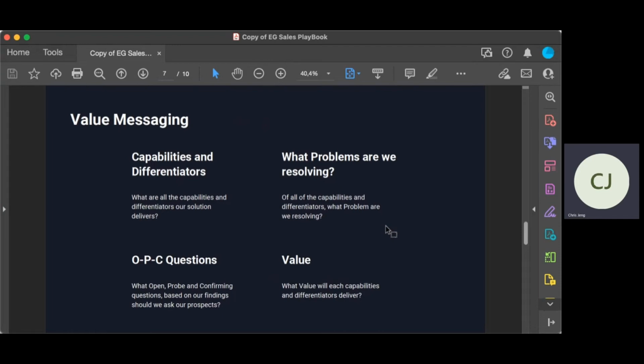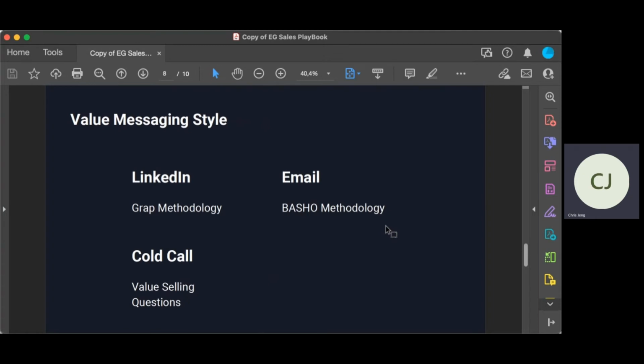And then we create what we call OPC questions. So these are open, probe, and confirming questions that basically highlight how we would have a conversation. So starting with an open question, probing a little bit with a probing question, and then confirming as well. And then we look at the value. So what value would each of the capabilities and differentiators actually deliver? Once we've gone through this exercise, and it's something which we do internally, it gives us a very, very good overview of how we're going to start having conversations with prospects.